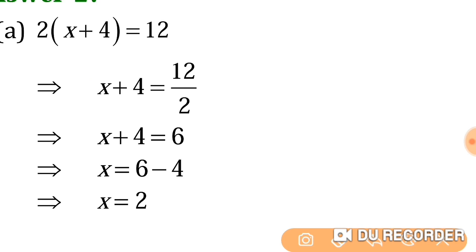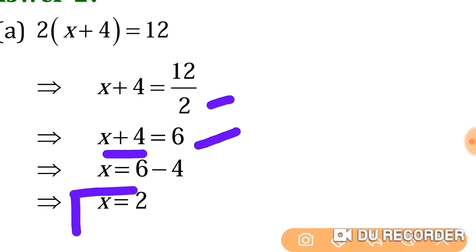First, transfer: there is a multiplication with 2, which means transfer that side. So multiplication becomes division. So 12 by 2 is 6. So x plus 4 in the bracket, same. Again 4 I don't want, I transfer here, plus 4 becomes minus 4. 6 minus 4 is equal to 2. So the x value is 2 here.